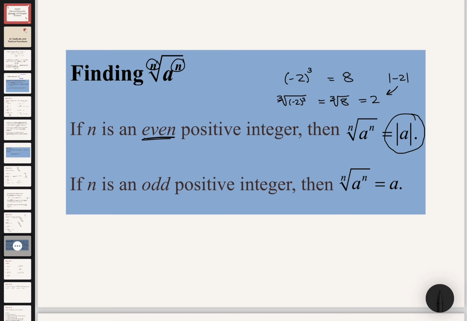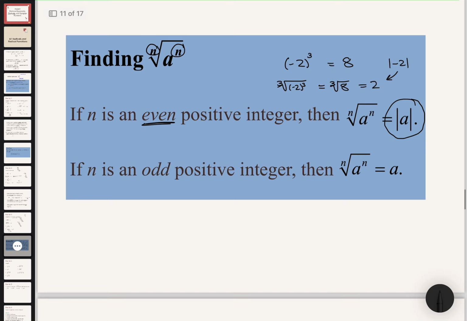But if it's an odd positive integer, then it would just be a. Whatever this is, it is just that. So it could be positive or it could be negative. All right.